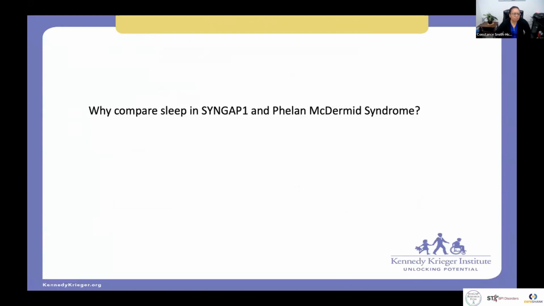So why did we compare sleep in SYNGAP1 and Phelan-McDermott? Well, we opted to look at these two disorders because, one, they have shared clinical features, and their genes converge on shared molecular pathways and have shared physiologic consequences.